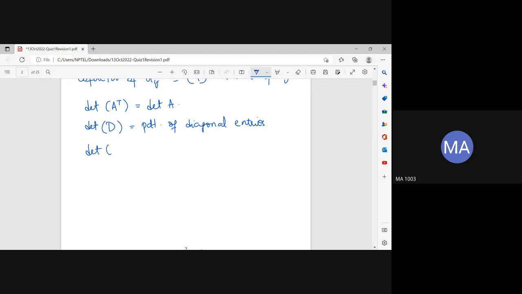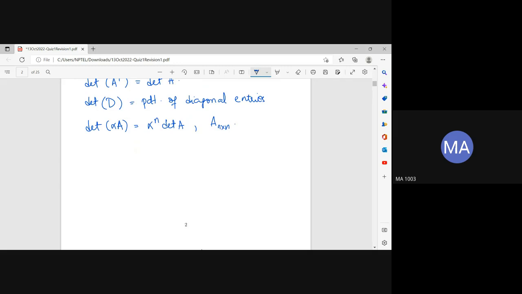What is the determinant of alpha times A? Alpha power n into determinant of A, where n is the order of the matrix A, right? Order of the matrix. Yes, ma'am. If A is an n cross n matrix, you have to take alpha n times outside. So you'll get alpha power n into determinant of A.